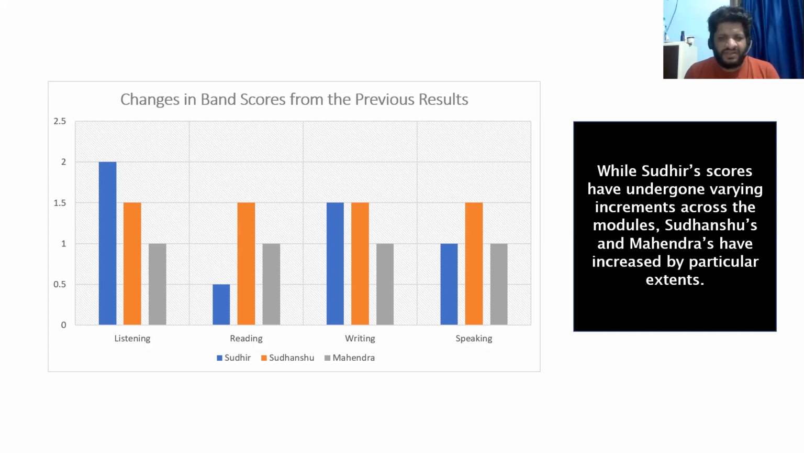And if you see, Sudhanshu has had an increase of 1.5 in each of the modules. So is the case with Mahendra, but with a figure of 1. So an overview can be of this sort. While Sudhir's scores have undergone varying increments across the modules, Sudhanshu's and Mahendra's have increased by particular extents.